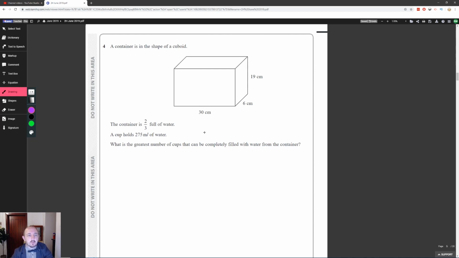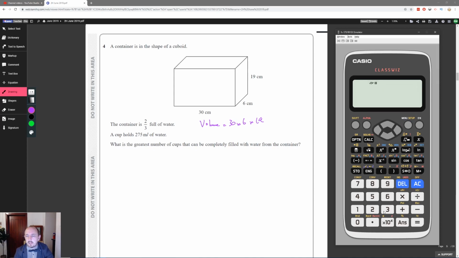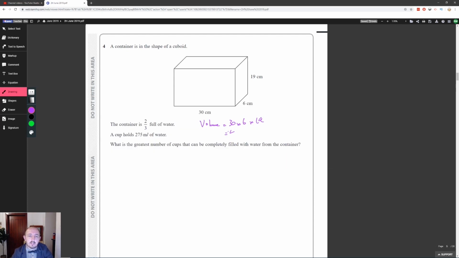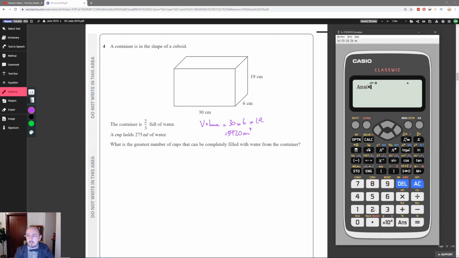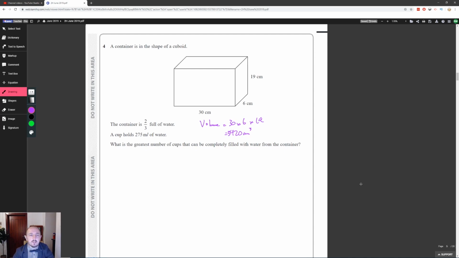Cuboid that's 2/3 full of water. So let's work out the volume of this. The volume is going to be 30 times 6 times 19, and that gives us 3420 centimeters cubed. The container is 2/3 full of water, so we're going to times that by 2/3, and that's 2280. This is 2280 centimeters cubed of water, so let's just say it's going across there like that.